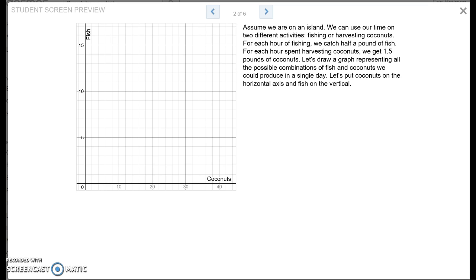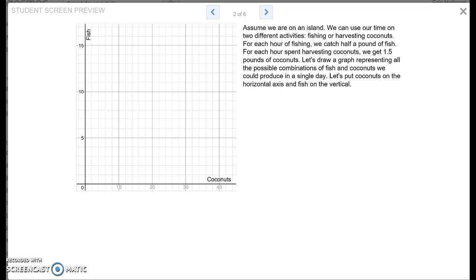The first one we're going to look at is we're going to assume we are shipwrecked on an island. We have 24 hours in a day, and we can use that time to either go fishing or to try to harvest coconuts. So for each hour of fishing, we are going to catch half a pound of fish. For each hour spent harvesting coconuts, we harvest 1.5 pounds.